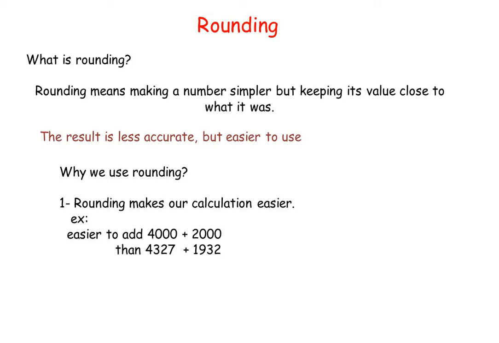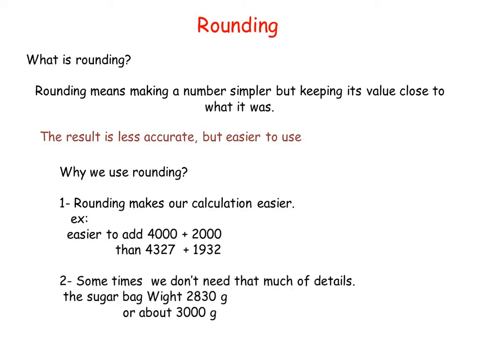It's for sure easier to add 4,000 plus 2,000 than 4,327 plus 1,932. So we can do some rounding on these numbers, round them to the nearest 1,000, and that will make our calculation much easier.